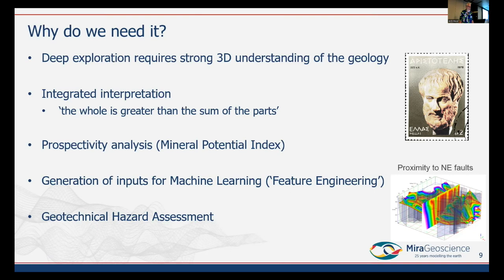We might want to produce inputs for machine learning exercises. They're becoming more common these days. We call that feature engineering. It's producing the input layers, which are numerical realizations of the targeting criteria. So whatever targeting criteria you come up with, you've got to somehow represent that as a property in your model, or a layer in your model that you can put into the machine learning or targeting exercise. And another common application of this is geotechnical hazard assessment, which is very like targeting, only you're predicting the likelihood of a rockfall or something instead of the likelihood of a mineral deposit.